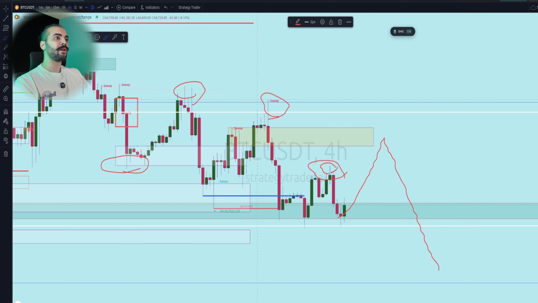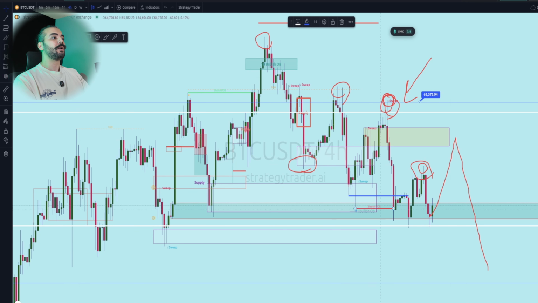But if we break above this high, the one that we have here, which would be at, what's the number? 65,373. If we break above this, then I know that the direction of the market has changed and I have to only open long positions. All right, but up until then it would be just a liquidity sweep.